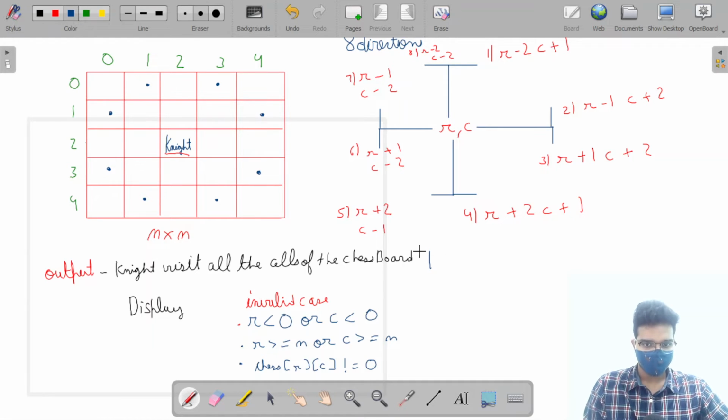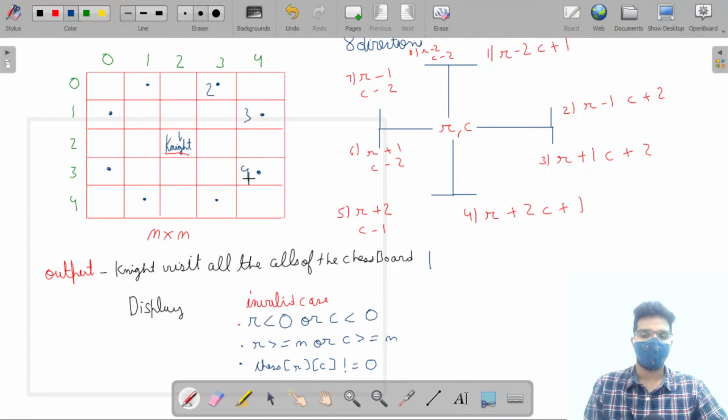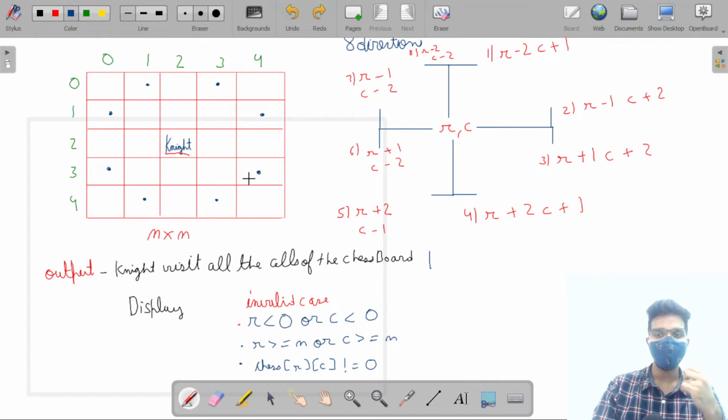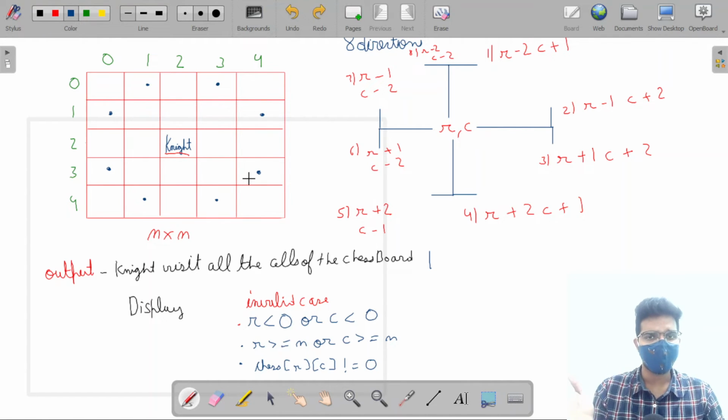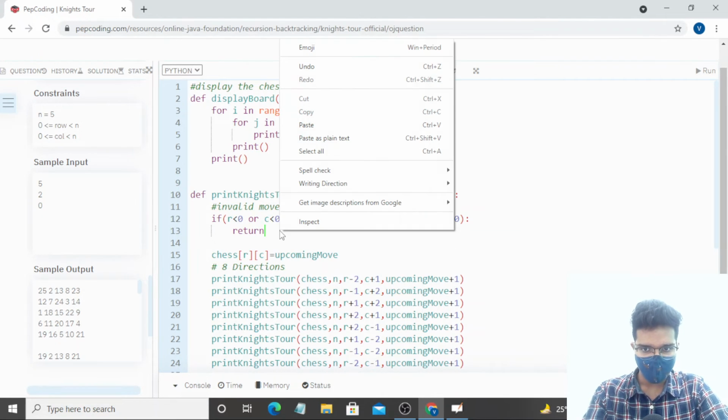So if we place our knight, let this be 1. If our knight is initially standing here, then it will get 2, 3. So if our upcoming move gets 25, that means we have placed our knight everywhere, so we can simply display it. Perfect.